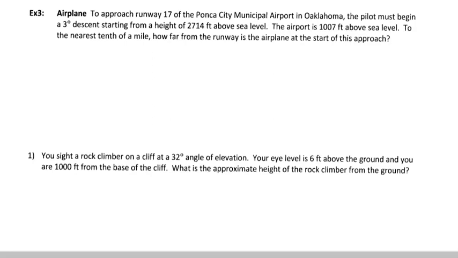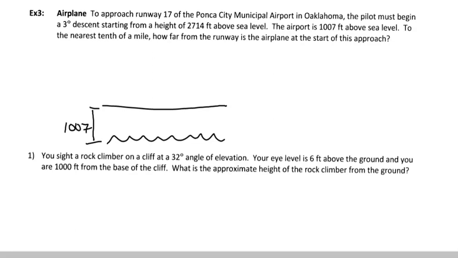This is kind of a complex problem. So when we draw this out, we know that's the ground level, and then here's sea level. The difference between the actual place in Oklahoma and sea level is 1,007 feet. Next, you have an airplane. Here's the airplane. Here is the runway. It says you have an angle of depression, so horizontal line, line of sight, and it says that it is coming down at an angle of 3 degrees.